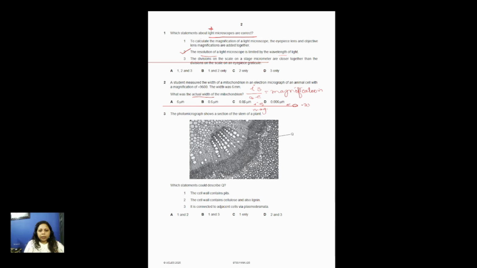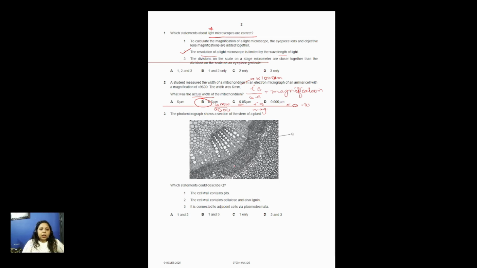I'm doing it in the opposite direction, so don't mind that. The image size is 6 mm divided by 9600. You can convert mm into micrometers by multiplying by 1000, so it will become 6000 divided by 9600. The answer would be 0.6 micrometers. To convert this, let me just write it so that you're not going to forget: we multiply it by 1000.